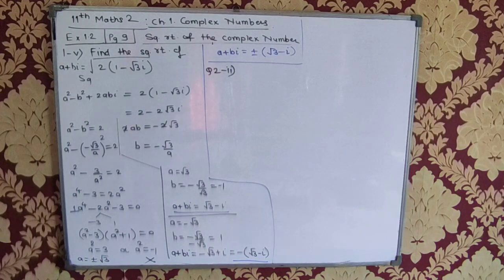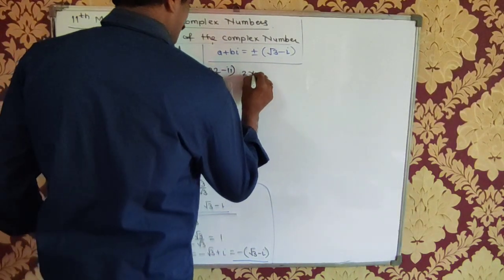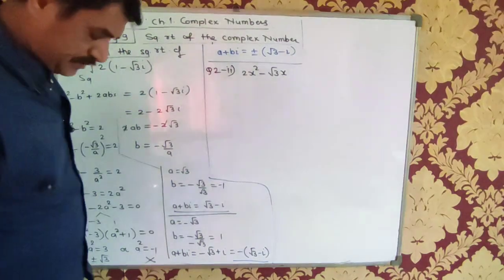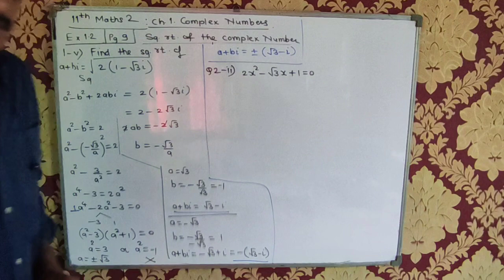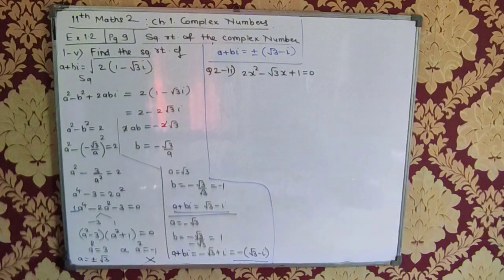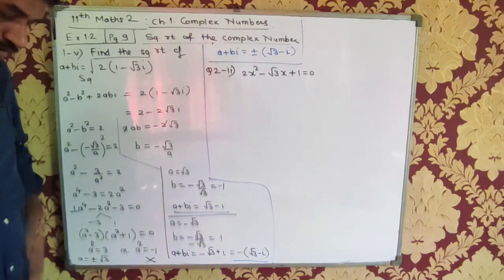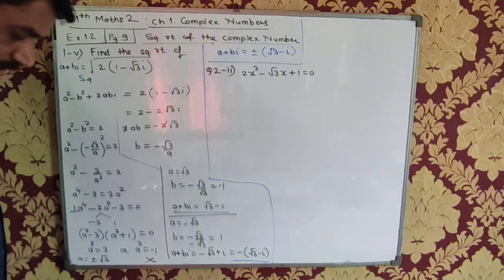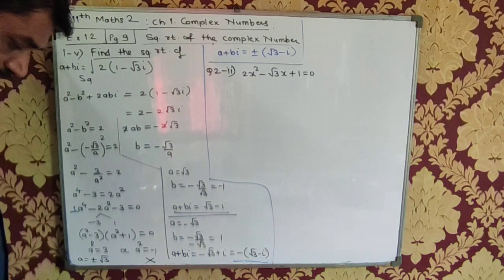Read the question. Solve the following quadratic equations. 2x square minus root 3x plus 1 is equal to 0. Now if you observe here, question 2, question 3 and question 4, the question is the same. Solve the following quadratic equations. But there is a difference.